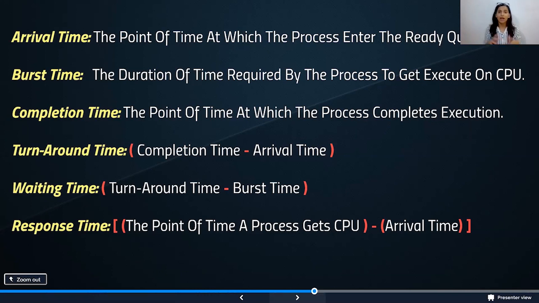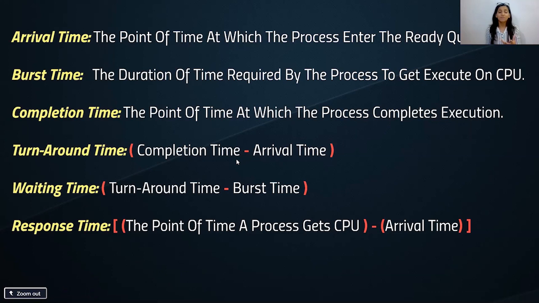So what is turnaround time? As the word suggests, the whole time you were in the bank is called the turnaround time. It is calculated by subtracting arrival time from completion time. Then comes waiting time. Waiting time is the time when you were filling the form, standing in the long queue, all the time when you were not with the clerk. It is calculated by subtracting burst time from turnaround time. Now, what is response time? The point in time when I first interacted with the clerk, minus my arrival time at which I entered the bank, is my response time.